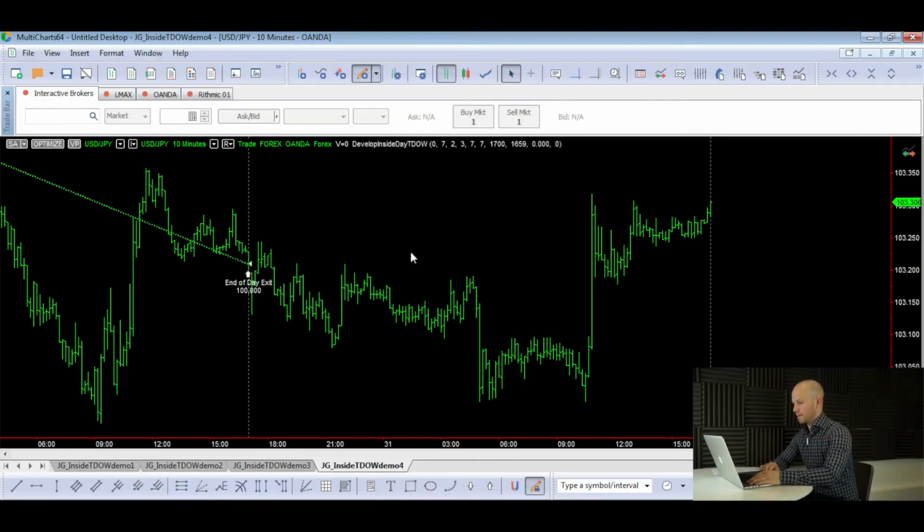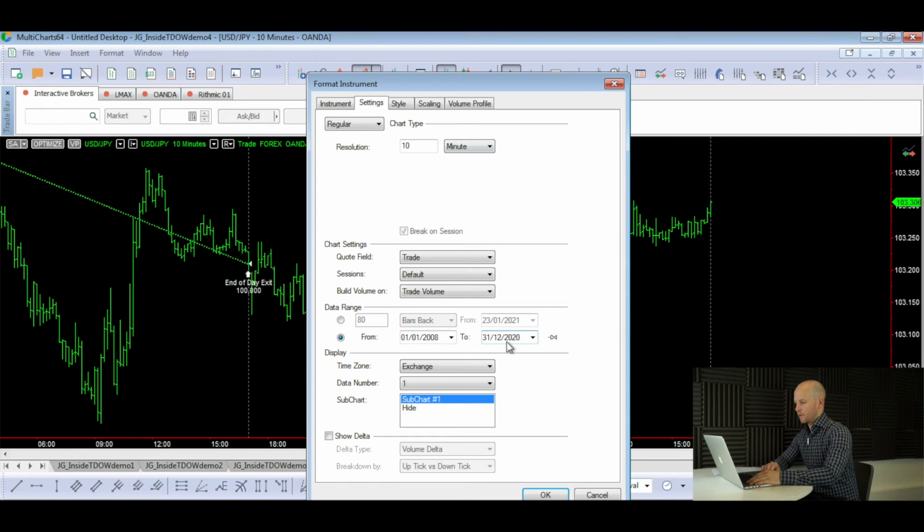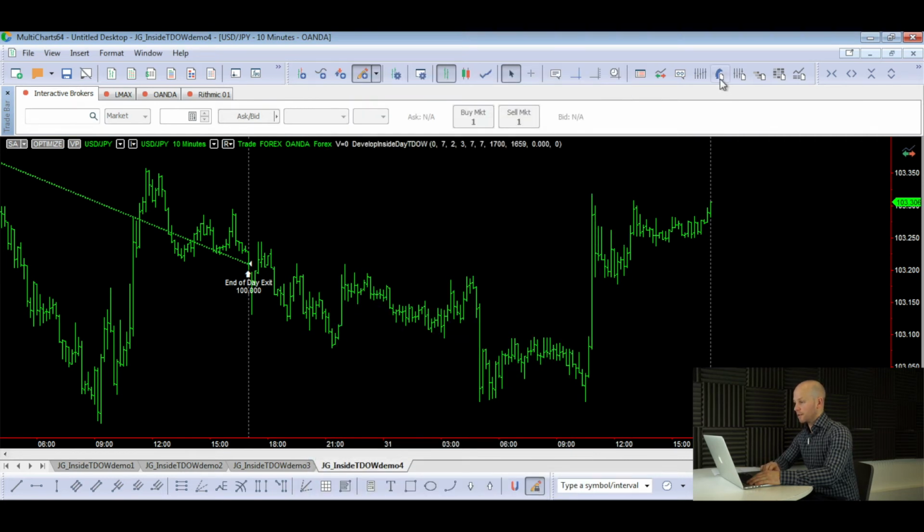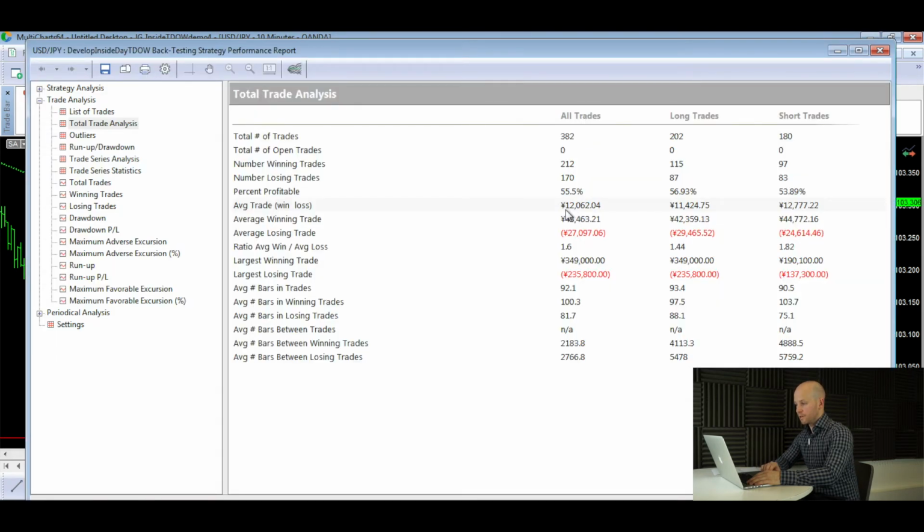And this final workspace, as I said, is using all of the data. So we're up until the end of 2020, and we're only trading those 3 days a week. So let's have a look, see how that performs. Our average trade is 12,000. That's dropped from the 14,000, but it's certainly far better than the 6-odd thousand that it was trading every day.